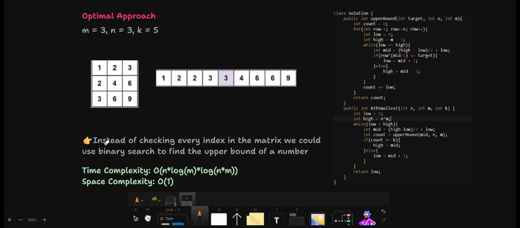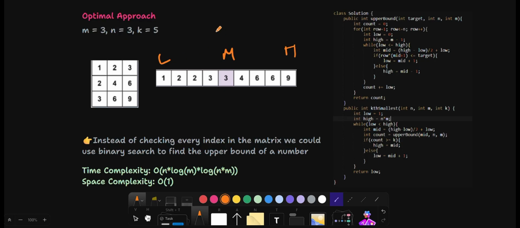So instead of checking every index in the matrix, we could use binary search to find the upper bound of a number. So this part remains the same as the better approach. We'll only go through this and why we are using binary search instead of normal n cross m. So this is high, this is low, and this is mid, as we have seen already in the previous approach. So for 3, can we find the upper bound?